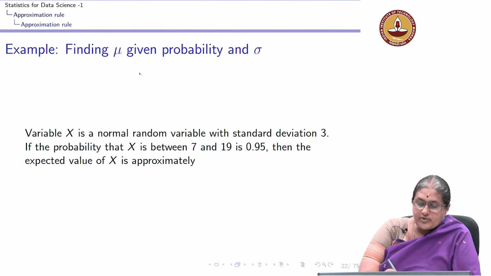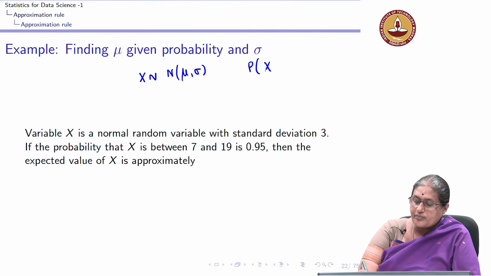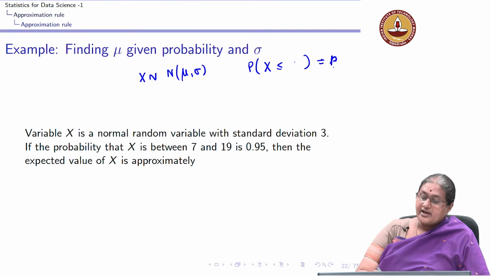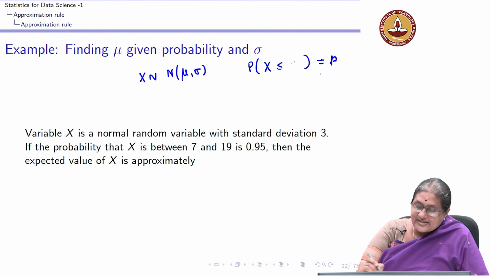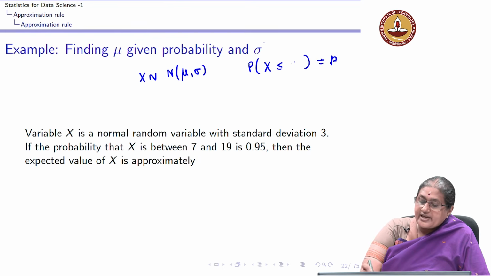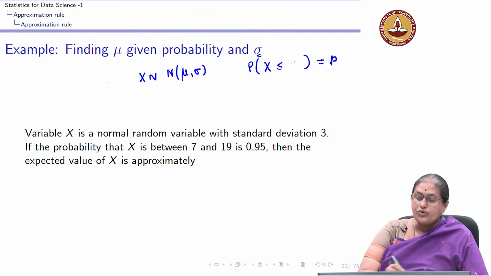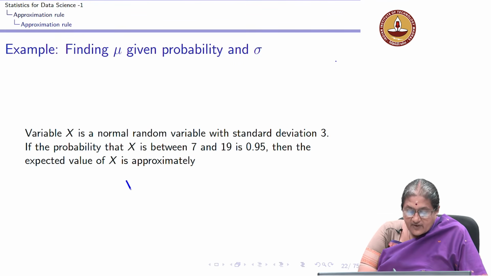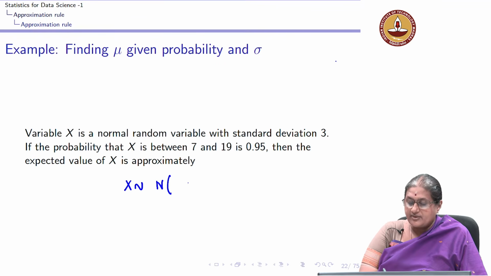In our earlier problems, we were given mu and sigma and asked to compute the probability x is less than or equal to some value a. Now, suppose I am given the probability and sigma, how do we compute mu? Let us look at a few examples to understand this. So, I am given here x is a normal random variable with mu unknown, but I know sigma equal to 3.